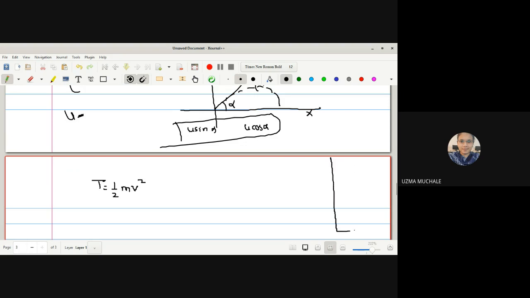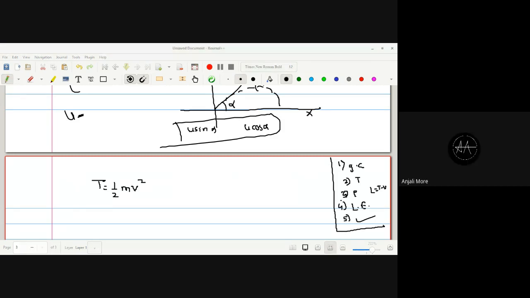So what are the steps to solve the example? First you have to find the generalized coordinates, then you have to find the kinetic energy, then find the potential energy, then you have to write L is equal to T minus V, then write the Lagrange's equation of motion, and then you have to solve it and you get the result. Okay, these are the steps we have to follow. Yes ma'am. Now you have to memorize every example.